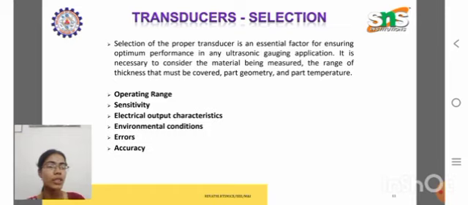Selection of transducers. Selecting the proper transducer is an essential factor for ensuring optimum performance in any ultrasonic gauging applications. It is necessary to consider the material being measured, the range of thickness that must be covered, part geometry, and part temperature. Basic selection is based on operating range, sensitivity, electrical output characteristics, environmental conditions, error, and accuracy.